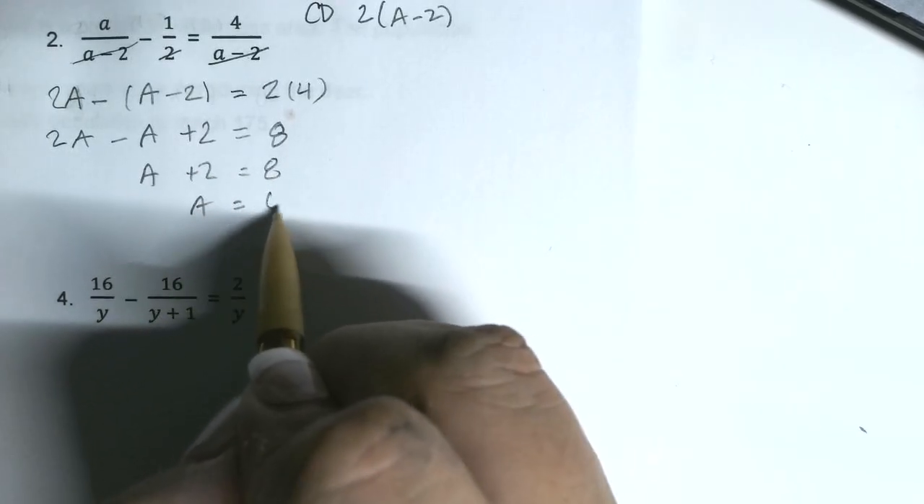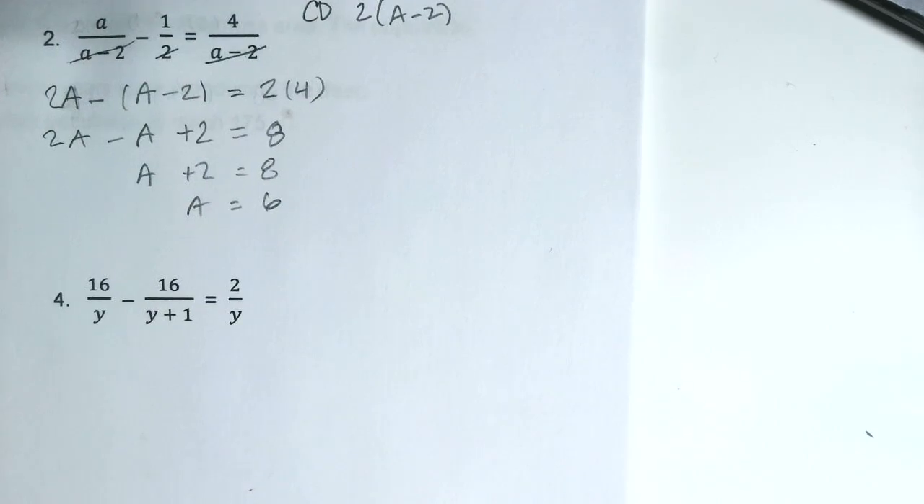A equals 6. In this case, we now know a possible solution for our variable a. However, we cannot guarantee that solution until we check our work.